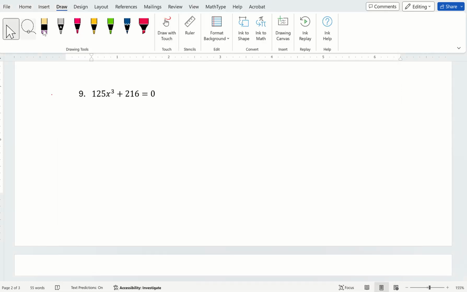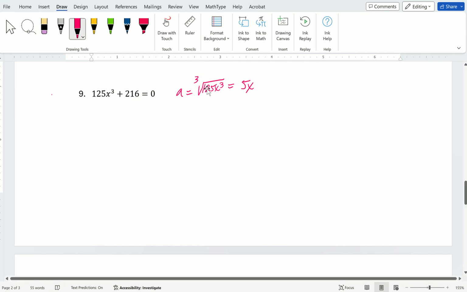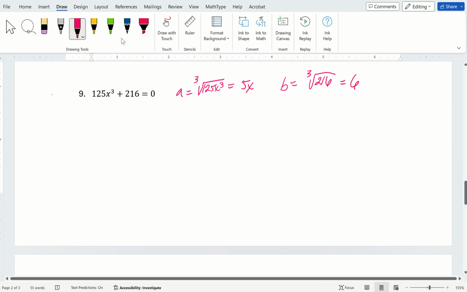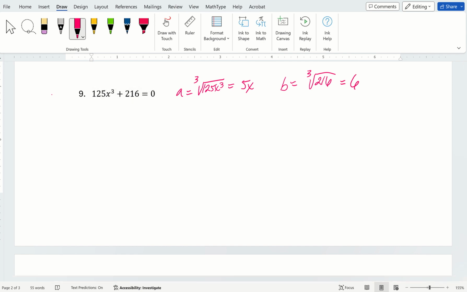All right, the way we're going to do this is we're going to define a as the cube root of the first term. So the cube root of 125x cubed is just going to be 5x. Cube root of 125 is 5. Cube root of x cubed is x. And b, we're going to call the cube root of the second term. So cube root of 216 is 6. Now, a difference of perfect, or sorry, this is a sum of perfect cubes. So this is a cubed plus b cubed.